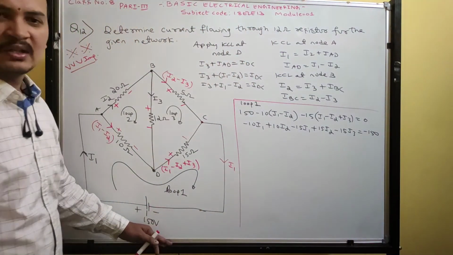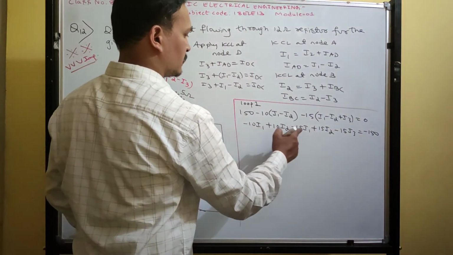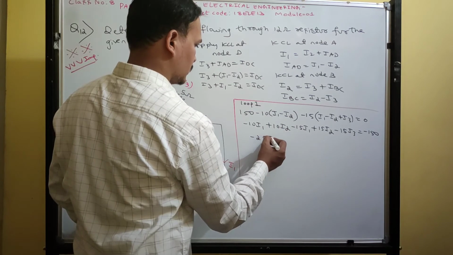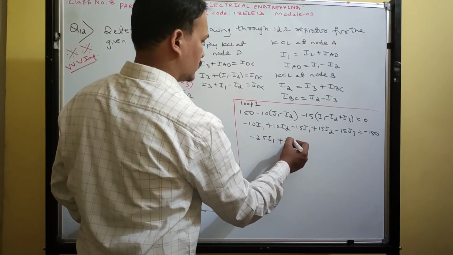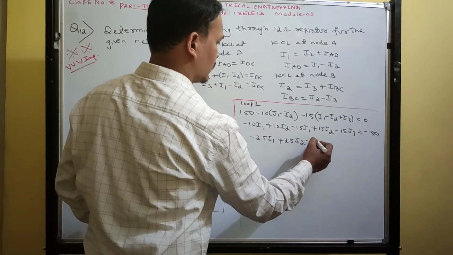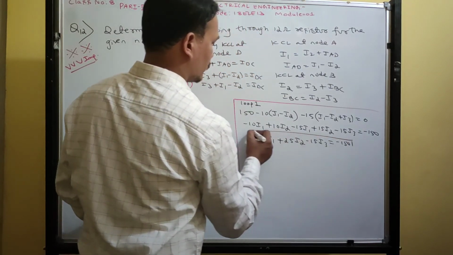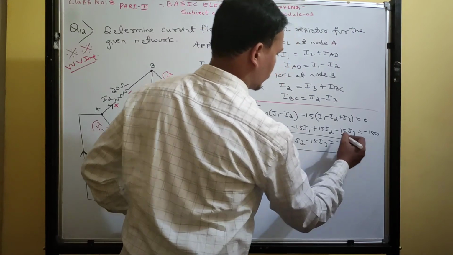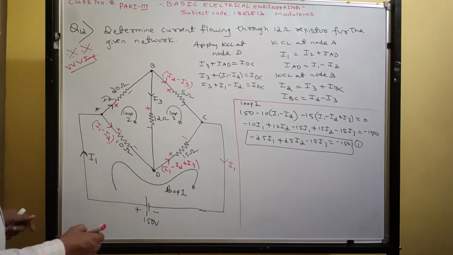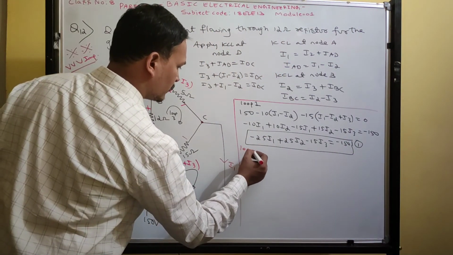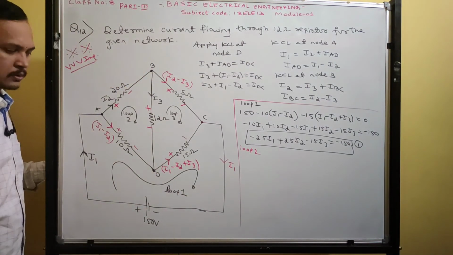So group I1, I2, I3. Minus 10 minus 15, minus 25 I1 plus 25 I2 minus 15 I3 is equal to 150. So this will be your first equation. Next, apply KVL to loop 2. Loop 1 is over.